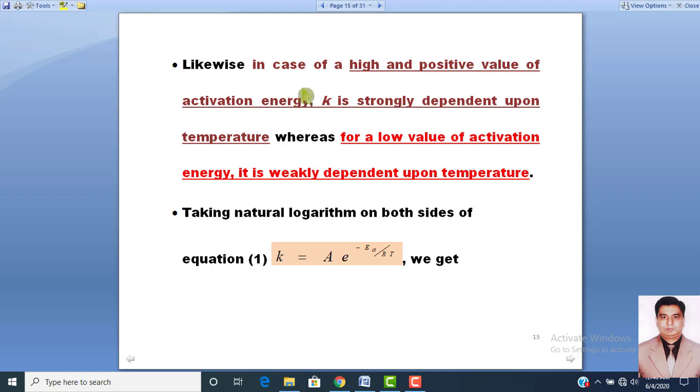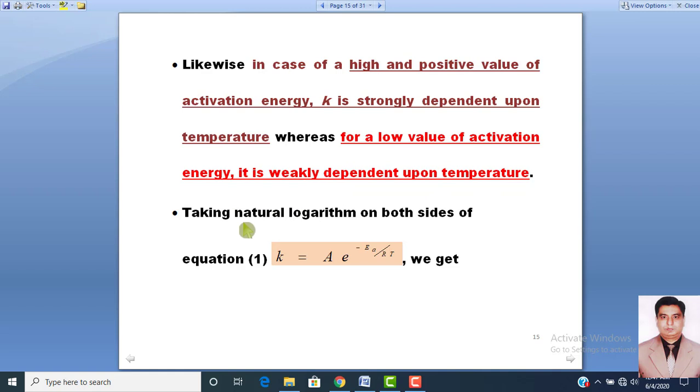Dear students, in case of a high and positive value of activation energy, rate constant K is strongly dependent upon temperature, whereas for a low value of activation energy, it is weakly dependent upon temperature.